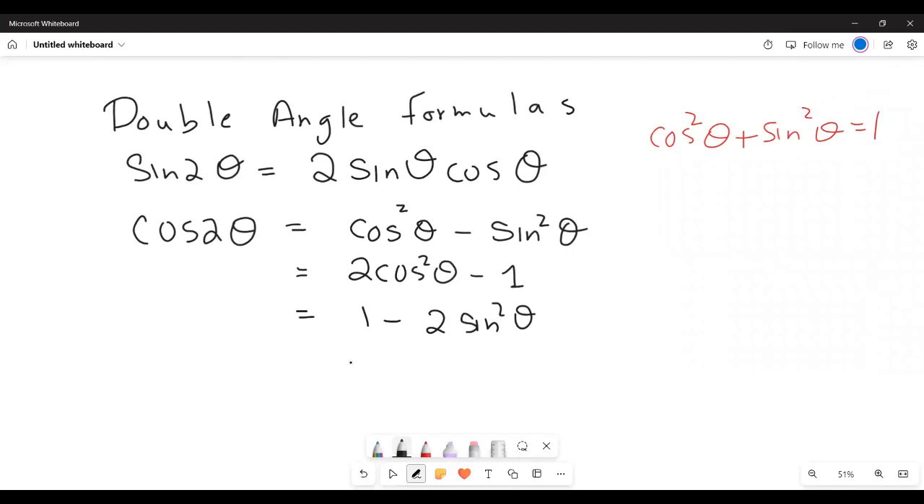Okay. And then lastly, tan 2 theta, which is equal to 2 tan theta upon 1 minus tan square theta. Again, all of these formulas would be given to you in the formula sheet. Okay. Let's take a look at the questions from this topic.